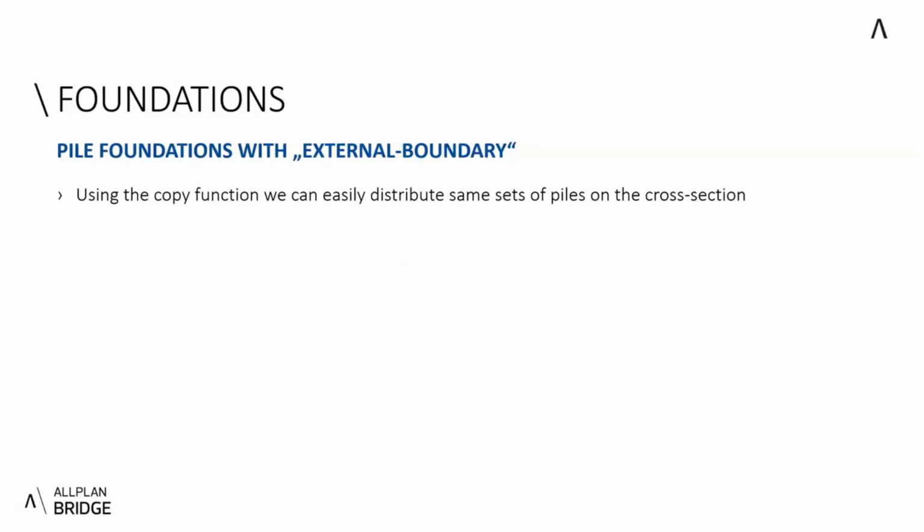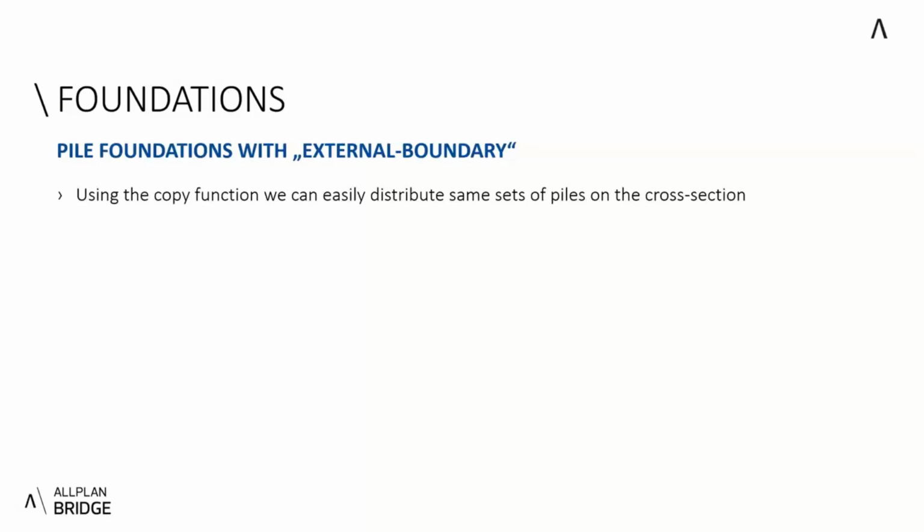instead of 3 times modeling the same pile cross-section. Once we have defined 1, we can make use of the copy function, and then we can easily distribute the same sets of piles on the cross-section. But it doesn't need to be the same sets of piles, because we will see on the first vertical line, we will have 3 piles, on the second one, we will have 2, then again 3, then maybe 1.